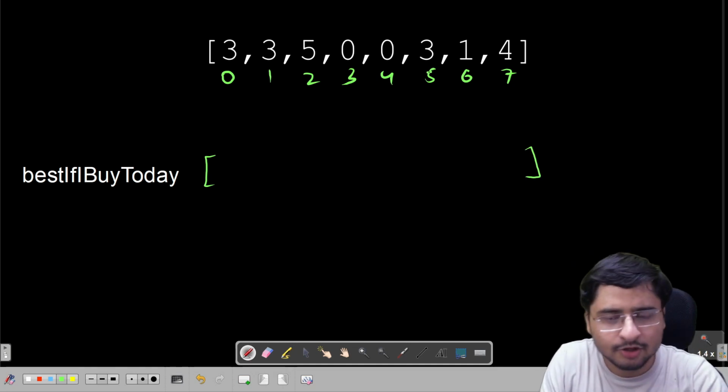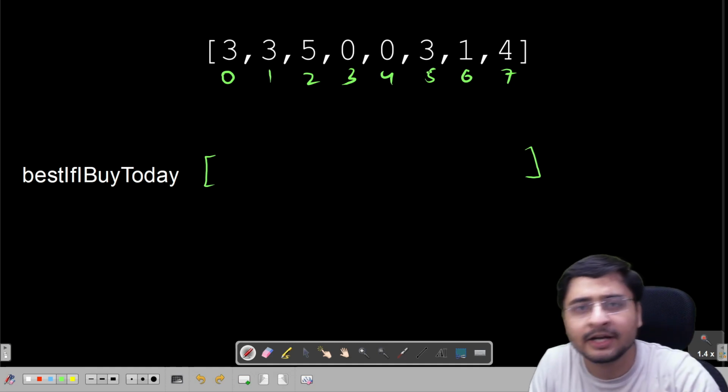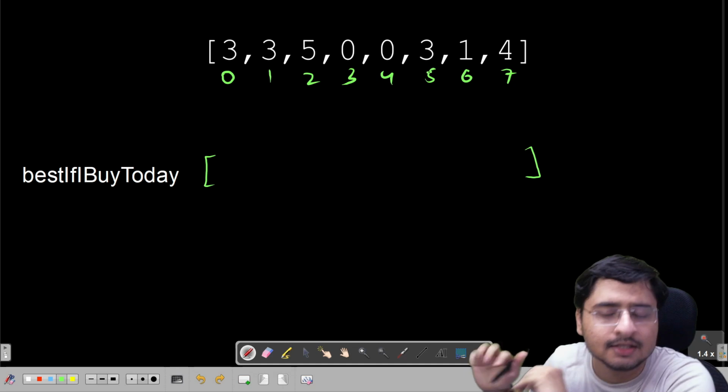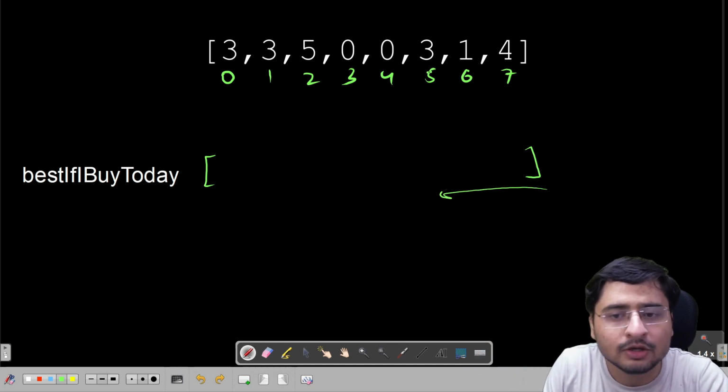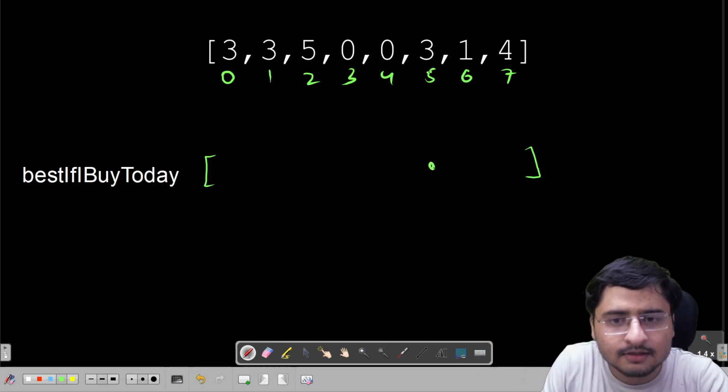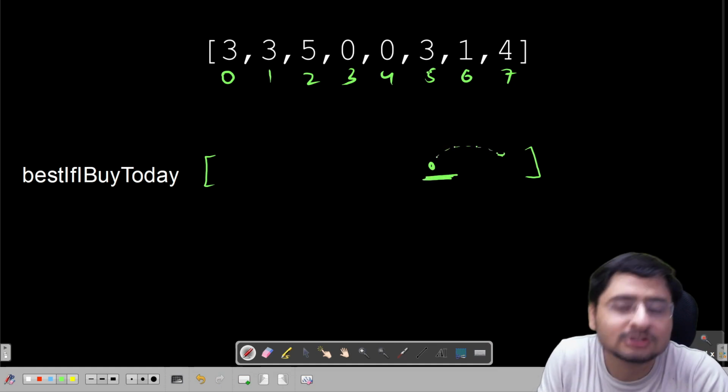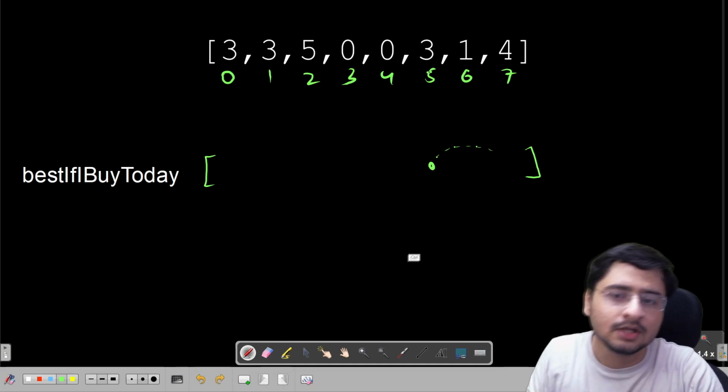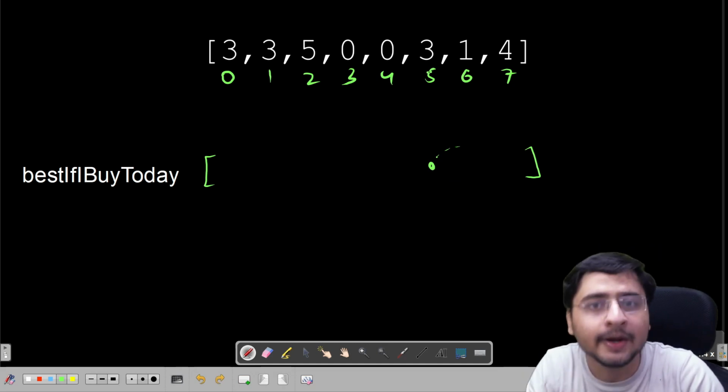Now in this array, we are going to traverse from the right side because we are planning to buy. So we need to keep track of the selling days. That's why we are going to go from right to left. Because if I'm going to buy here, I need to know when I should sell. Then only I'll be able to decide what's the best profit I'm going to make if I want to buy today.